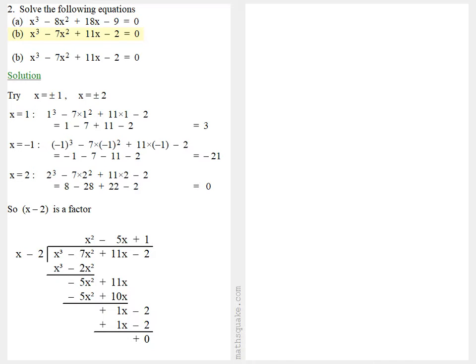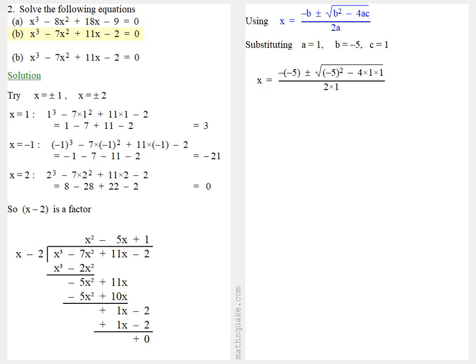So, one factor is x minus 2, and we need to solve x squared minus 5x plus 1. Now we can use the quadratic formula, substituting a is 1, b is minus 5, and c is 1. Now that simplifies down to x equals 5 plus or minus the square root of 25 minus 4 over 2, or x equals 5 plus or minus root 21 over 2.